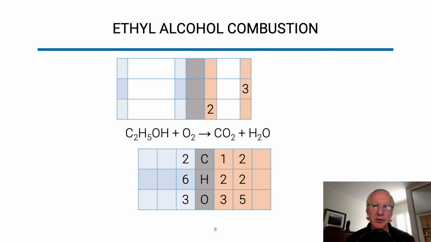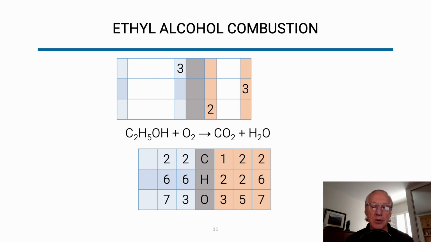Next, we'll balance the hydrogens. We have 6 on the left and only 2 on the right, so we need to add a coefficient of 3 in front of the water molecule on the right. Now we can count the atoms on the right again, and we have still 2 carbons, now 6 hydrogens, and now 7 oxygens. If we add a 3 to the diatomic oxygen on the left, that will give us 6 there, plus we have the 1 from the ethyl alcohol, so it will give us a total of 7 oxygens.